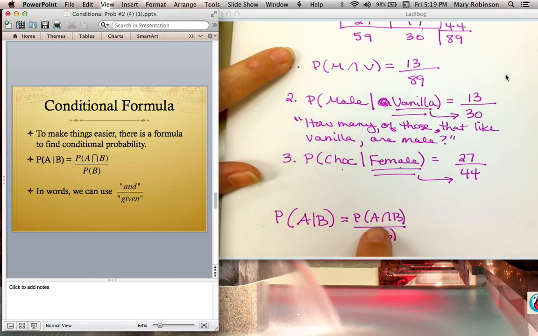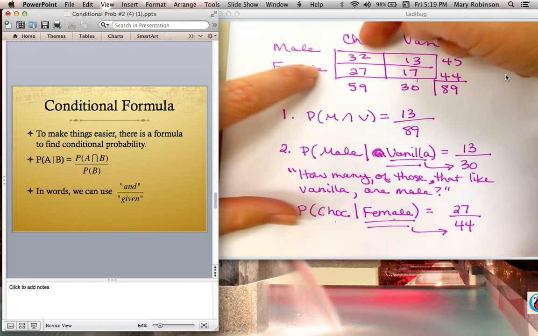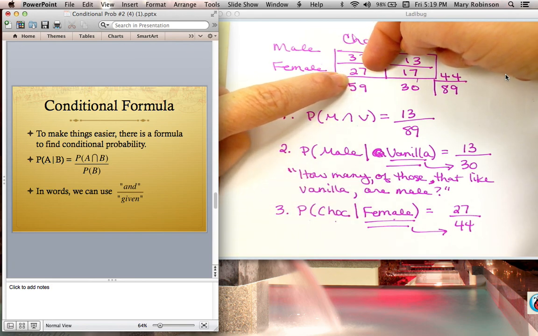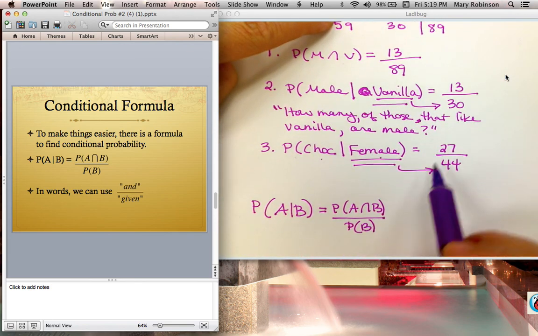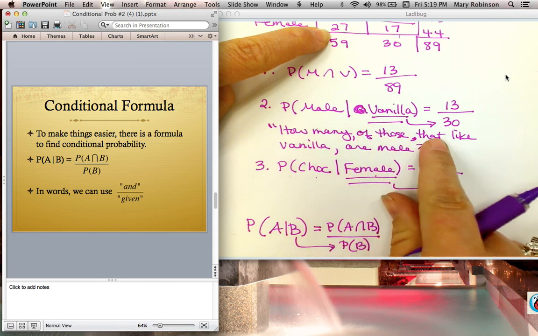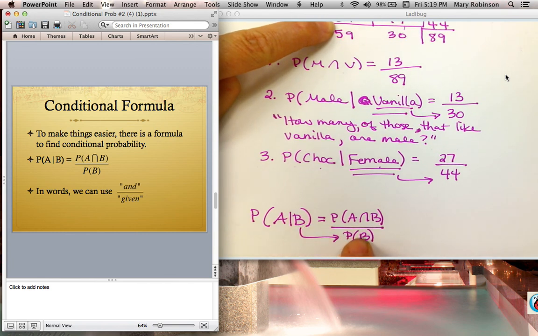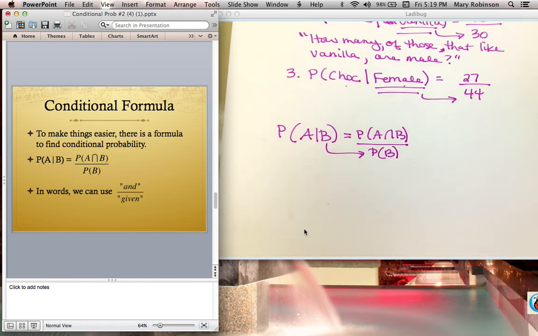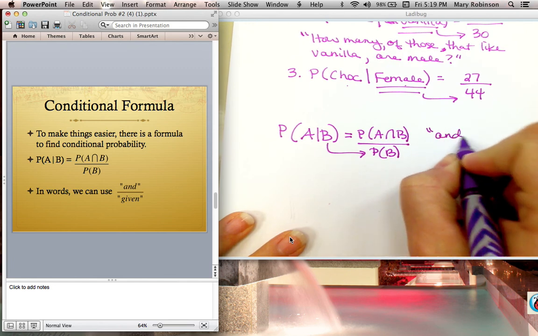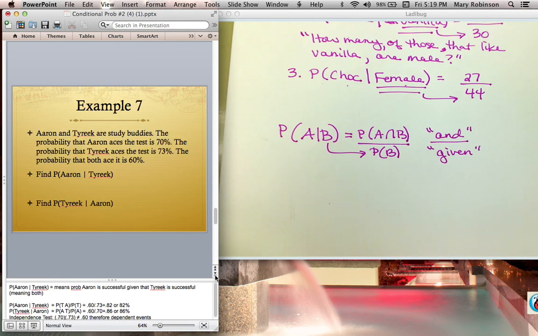So we said that the probability of A and B is the intersection. Similar to number 3, where it said chocolate, given that they're female, we found the intersection of chocolate and female, and that was 27. That's our and value, so that is what goes up top. On the bottom is always going to be the probability of your given. Just like I did up here with vanilla, that was the vanilla total, female total, we would put the B total here, or the probability of event B. So this formula is what we're going to use on the next slide. What I want you to remember is to use your and on top and your given on the bottom.